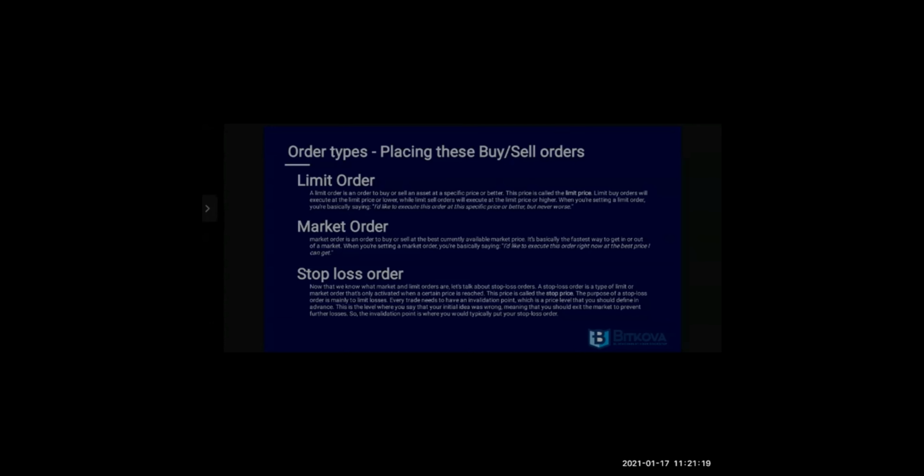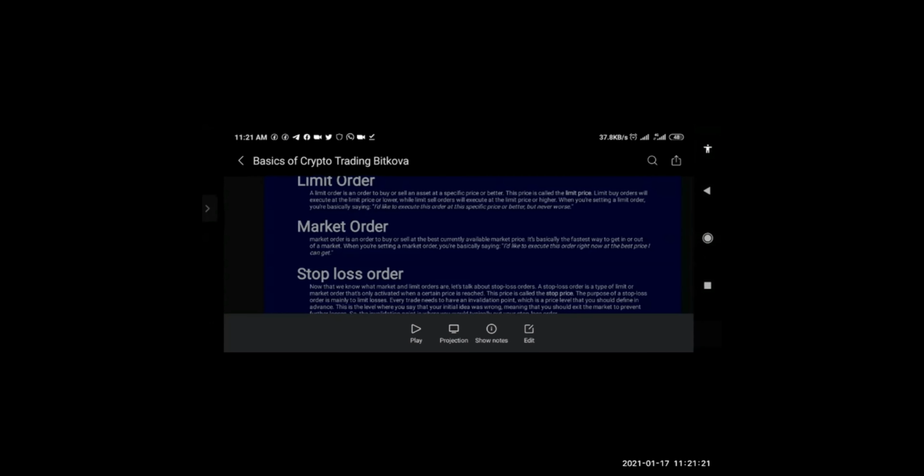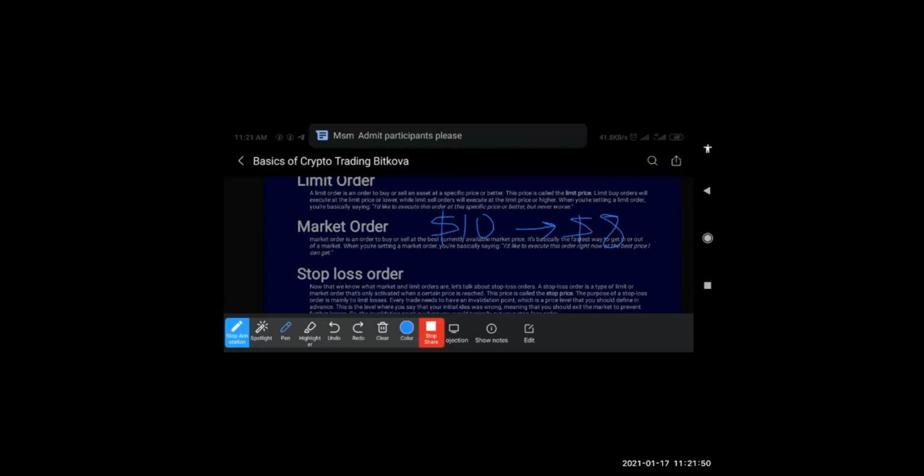Let me give you an example. Let's say I want to buy a coin, and the market price is 10 Naira at the moment. But I don't want to enter at $10. I think that the value is way above average. So I want to wait till the price is back to, let's say, $8.